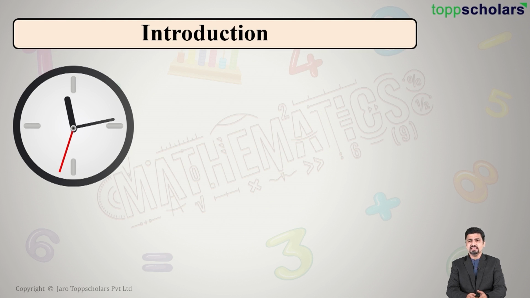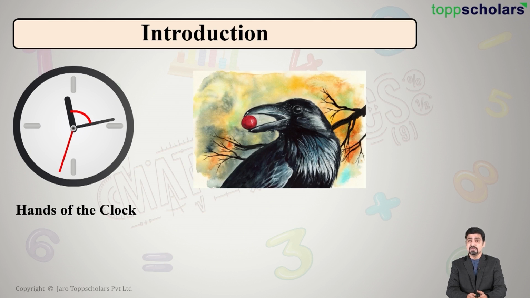Now, do we see an angle between the hands of this clock? Yes, there is an angle between the hands of the clock, between the hour hand and the minute hand. Similarly, in the second picture, do we see an angle in the beak of the bird? Look at the beak of the bird which is holding a cherry. Yes, there is an angle made by the beak.